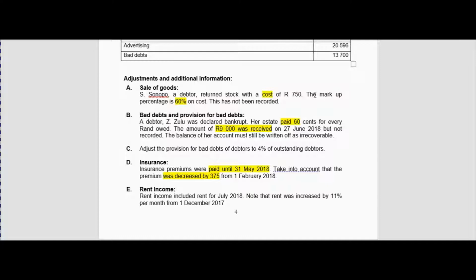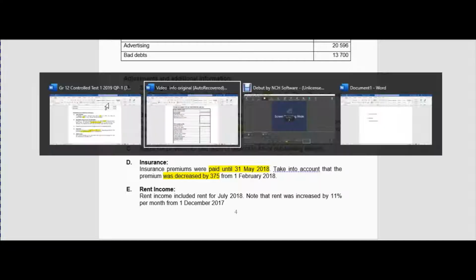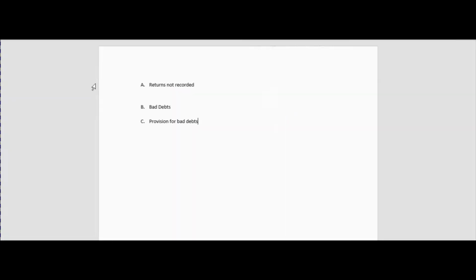So the cost is 750 and the markup is 60%. It has not been recorded. This adjustment is always there, so make sure you know how to do it. Just read it carefully so that you can actually be able to do it. So let's go to the calculation. So A is the returns not recorded.